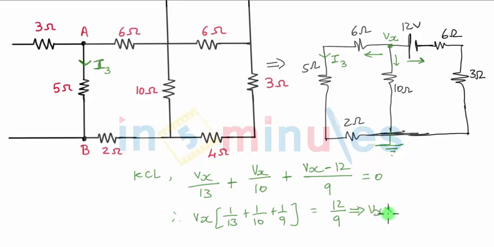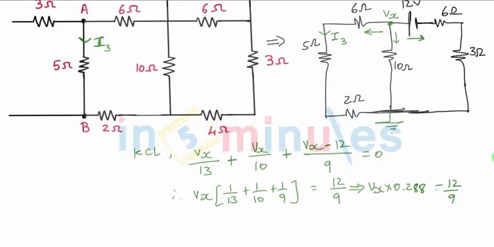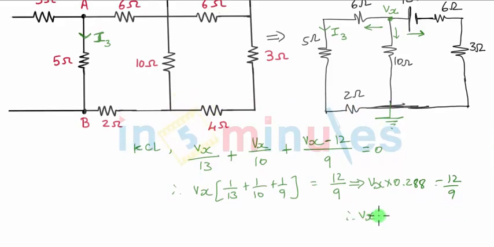This will be Vx into, if you solve for this bracket, 13 inverse plus 10 inverse plus 9 inverse will come out to be 0.288, and this is equal to 12 by 9. So finally I get my Vx, that is going to be equal to 12 by 9 divided by 0.288. So that comes out to be 4.629 volts. But my aim was to find I3, so let's quickly go back to I3.